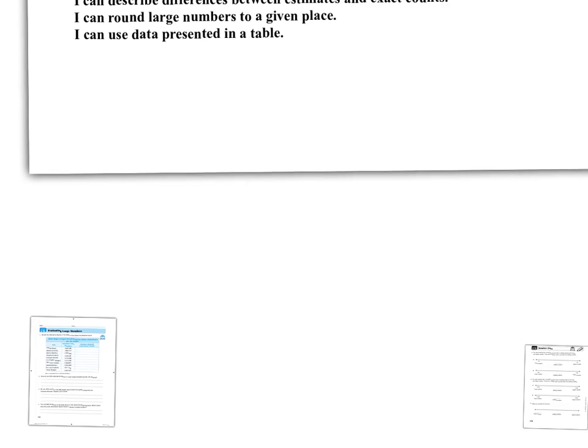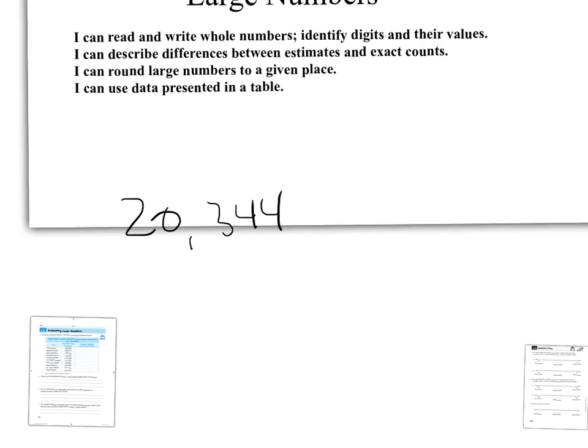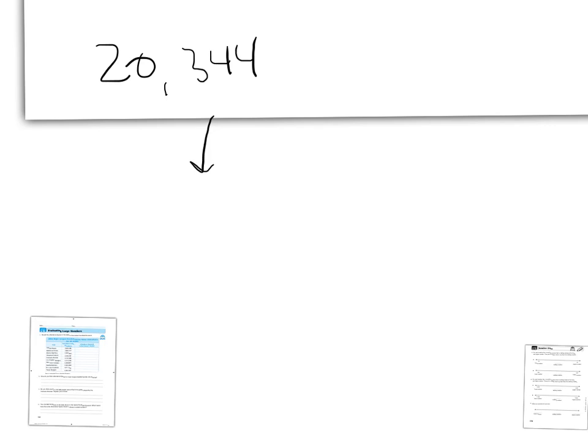Alright, so using the marathon count that we just said of 20,344, we are going to talk about our next I can statement. I can round large numbers to a given place. Alright, so knowing that we are rounding 20,344, if I wanted you to round to the nearest 100, you would have to follow these steps, the 100 place right there. First step would be to mark the digit in the place you are rounding to. Here's the place we're rounding. We're rounding to the hundreds place.